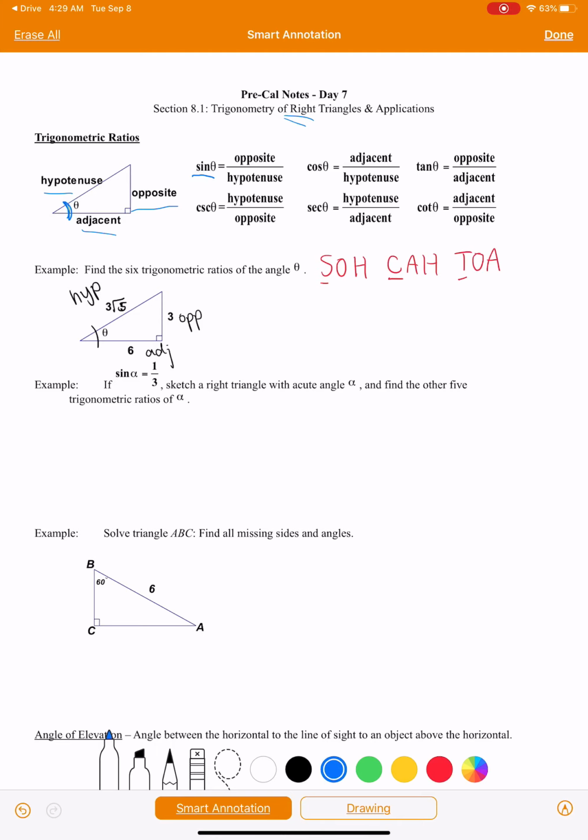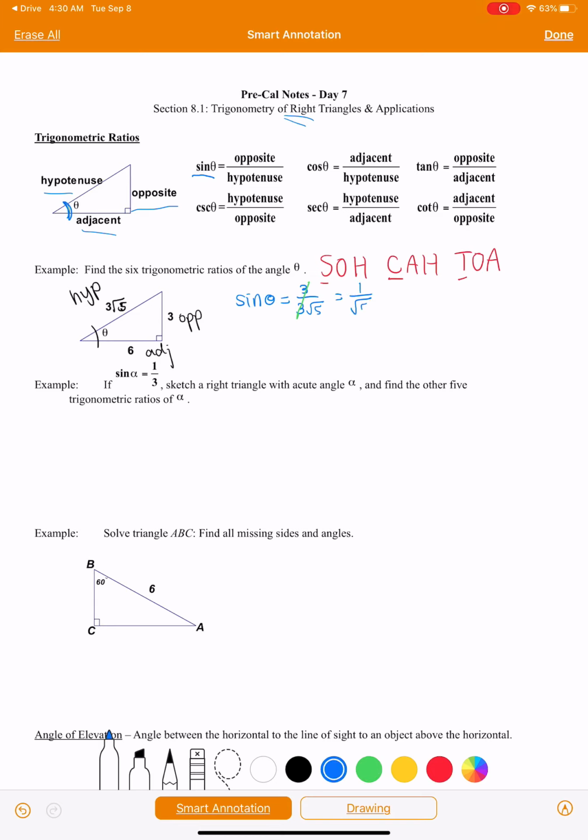All right, let's start with sine. Sine of that angle is going to be the opposite side length, which is 3, over the hypotenuse side length, which is 3 root 5. We do want to simplify these as much as we can. First off, the 3 in the numerator and the denominator can be canceled out, since 3 divided by 3 is 1. So that leaves me with 1 over root 5.